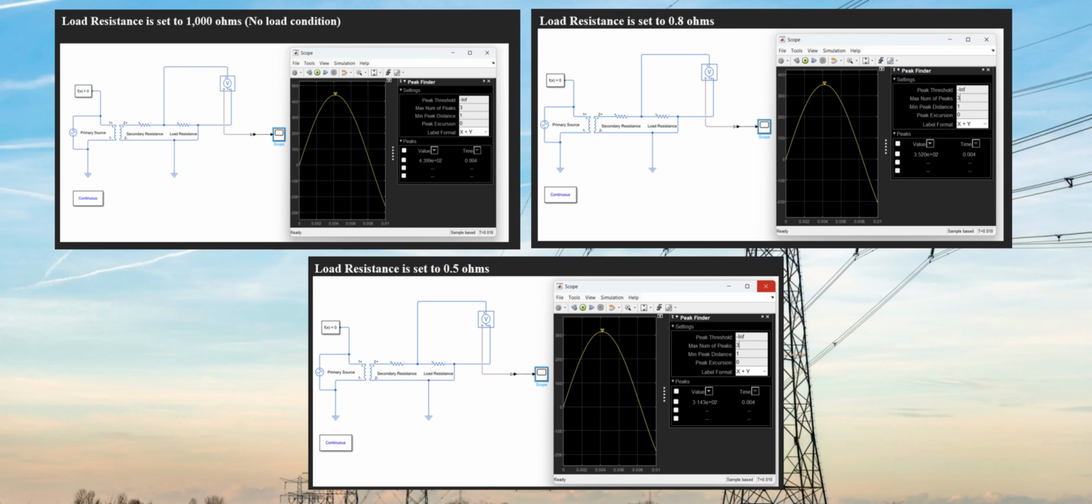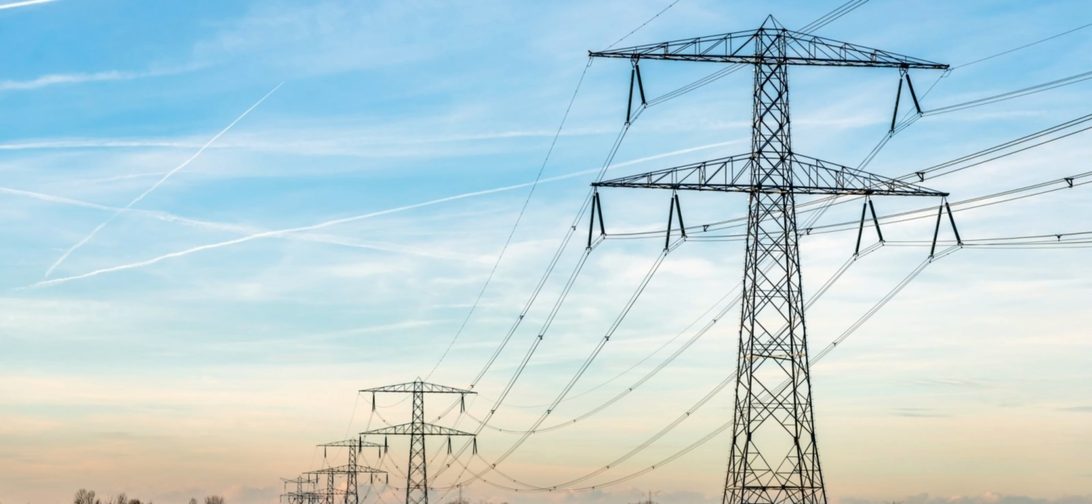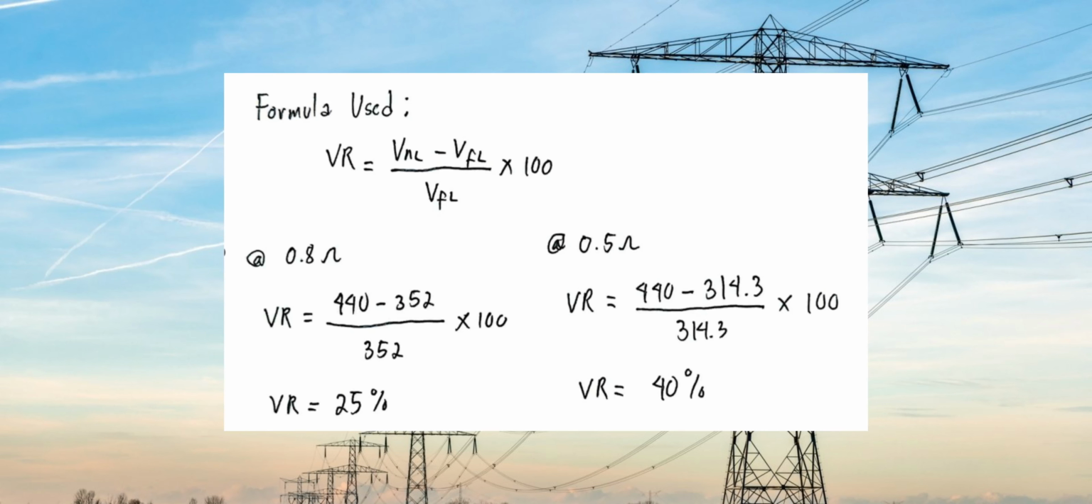From the simulation, we observed that the transformer delivered its highest output voltage under no load condition. As the load resistance was decreased, the transformer supplied more current to the load, resulting in a gradual decrease in secondary voltage due to voltage drop across the transformer's internal impedance. This demonstrated the effect of loading on transformer performance and voltage regulation.